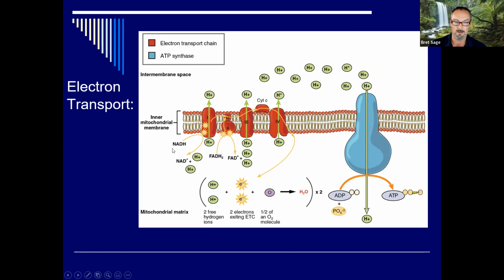So the key points are NADH and FADH2 drop off their hydrogens and electrons, which are shown by the stars. There's the hydrogens. The electrons move through here, and as they move through each of these cytochromes, they pump hydrogens from the inside to the outside. The electrons have to have somewhere to go, so they hook up with some of the hydrogens and the oxygen that you breathe, and the electrons come all together to form water.